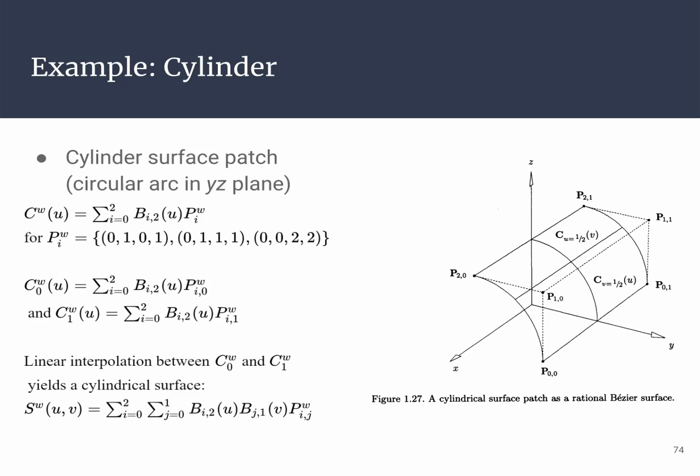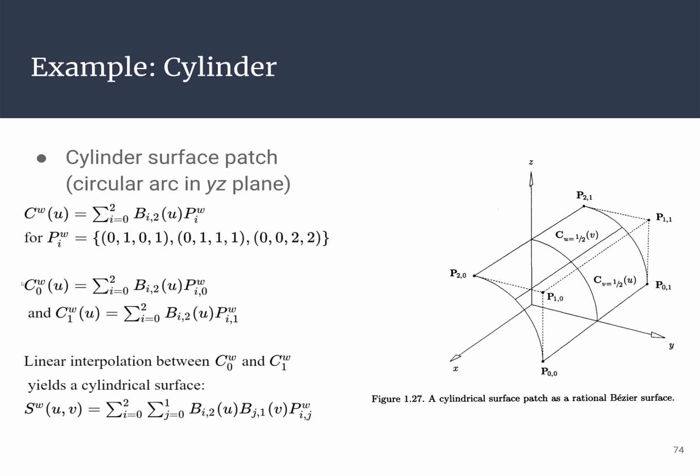Now we have an example, which is a cylinder. This is a circular arc in the YZ plane, very similar to what we talked about earlier. Here we have c to the w of u equal to the summation of the Bernstein polynomials multiplied by control points. Here we have the control points listed here.